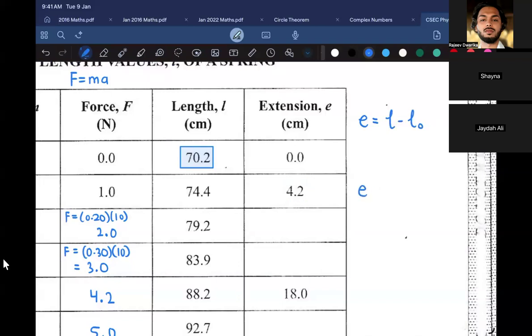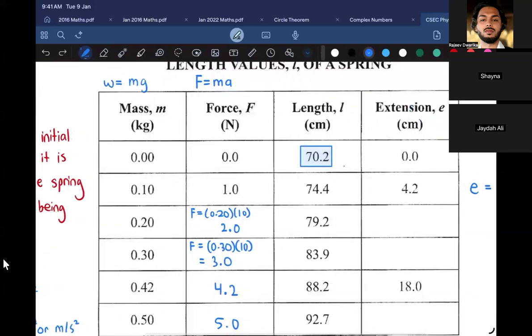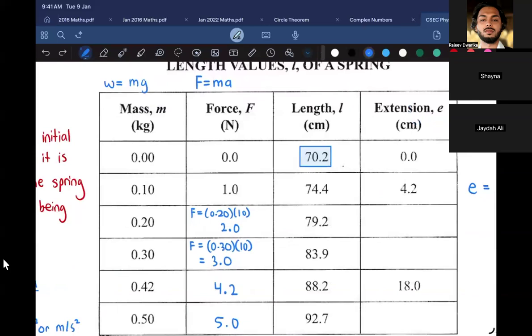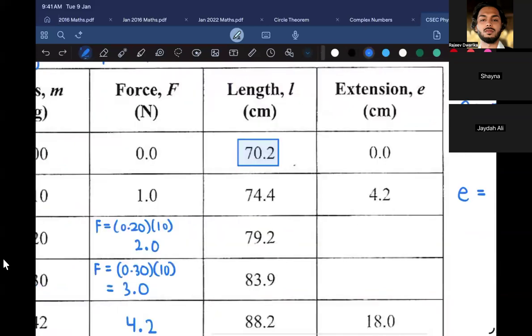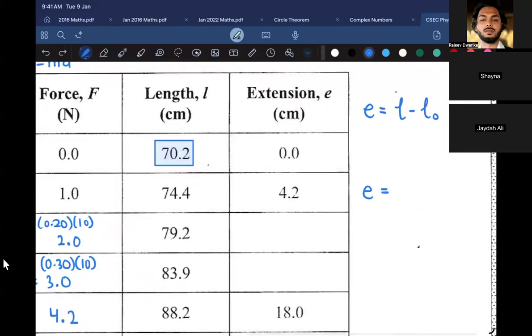The original length was 70.2, and that's when you apply a force of 0 to it, right? You're not applying any force. And if you hook up a mass of 0.10 kg to it, it's going to stretch, and it's now going to be 74.4. So how would I find the new length? This is the original length, and this is the stretched length. How would I find the extension?